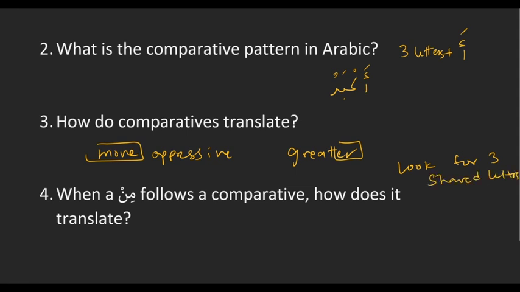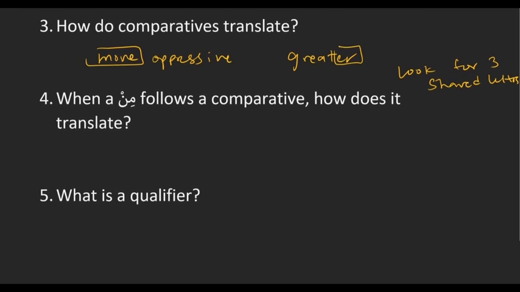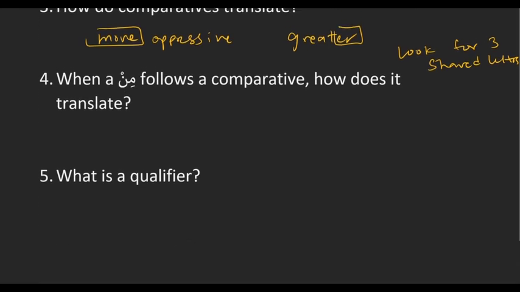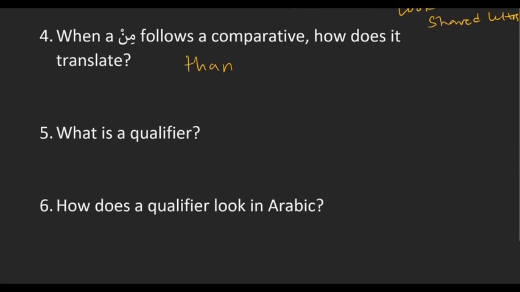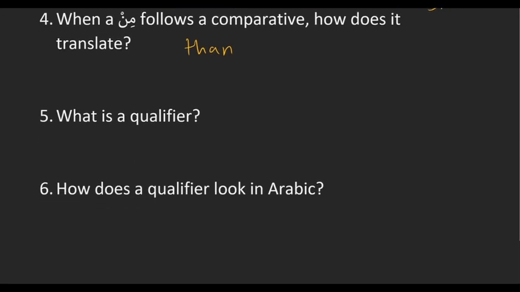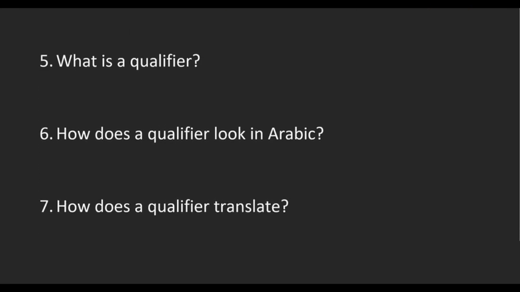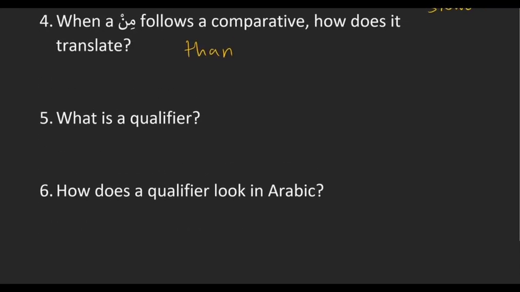Okay. When a min follows a comparative, how does it translate? Than. Yeah, it translates as than. So like better than, smarter than. Right. So we saw comparative plus min equals than. Because we can't translate it literally as from. We don't say smarter from or better from. Basically just a smoothing of translation. Yeah, that's essentially what it is.